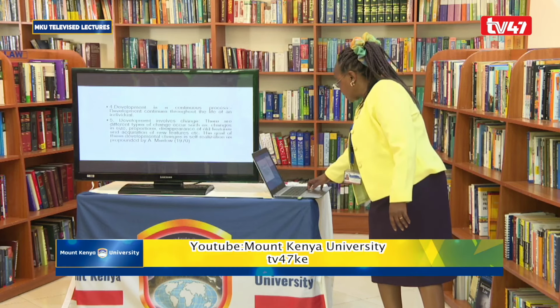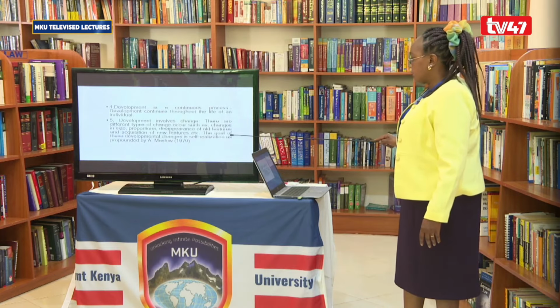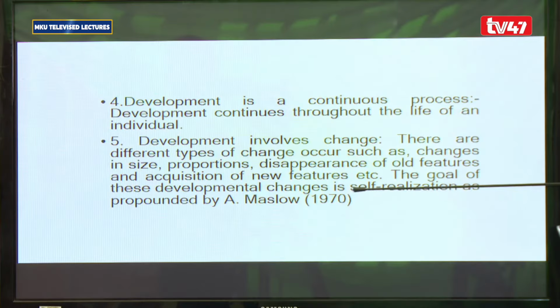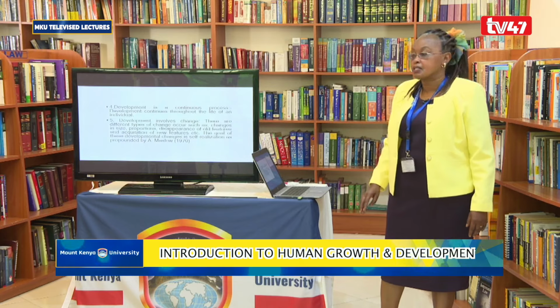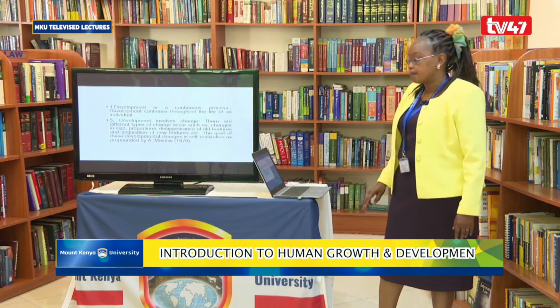And the goal of this change, maybe before I go to the next slide, note here, very important, is to make sure that the individual becomes self-realized or self-actualized. And the psychologist who came up with that is none other than Abraham Maslow, around 1970.